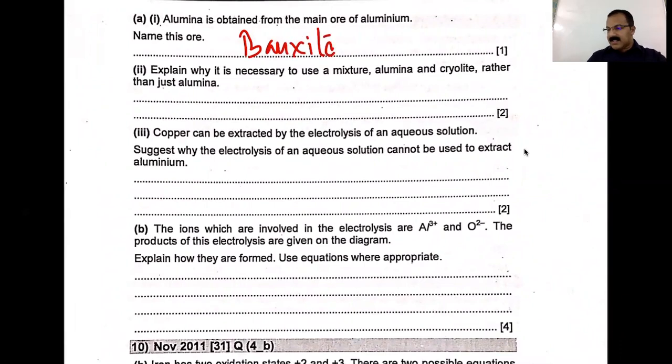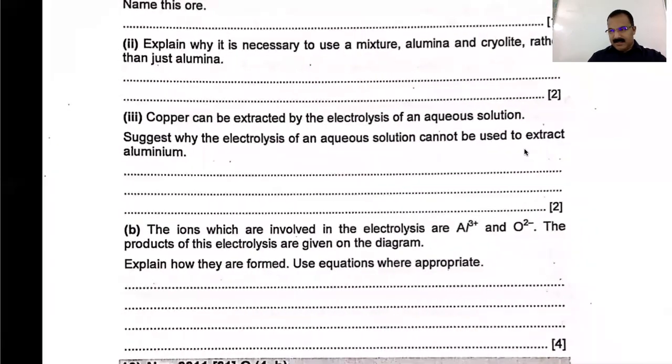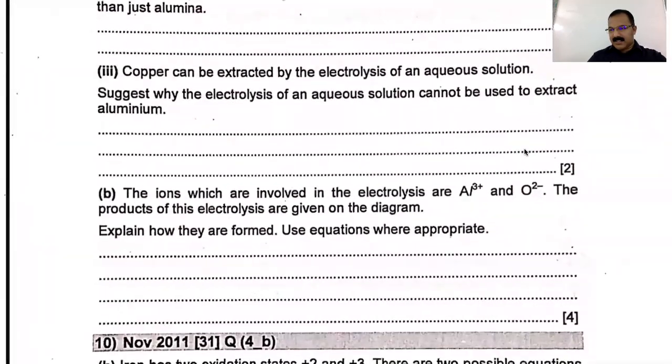Explain why it is necessary to use a mixture of alumina and cryolite rather than just alumina. We have already answered this. The answer is that it will lower the melting point, and hence we can use less electricity to melt. That can reduce the cost of production. Second, to increase the ionic mobility. Movement of the ions will be increased.